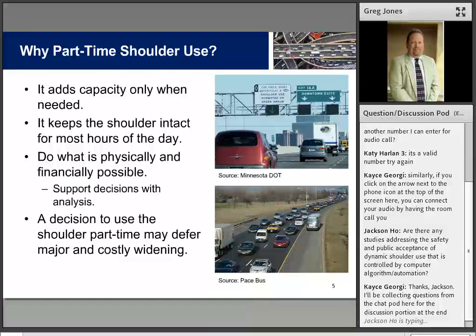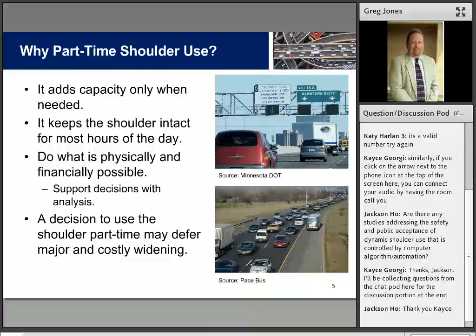Things like run off the road, striking fixed objects types of accidents, those that can be in a higher category of fatalities, you're much better off having the safety shoulder in place than you would be having an additional lane when the capacity is not really needed.